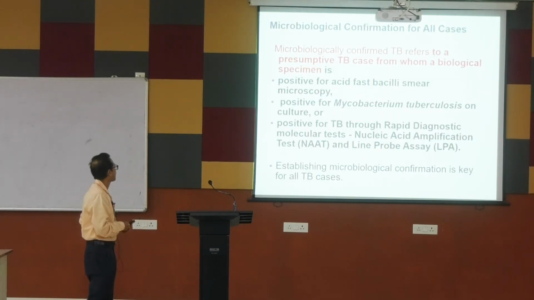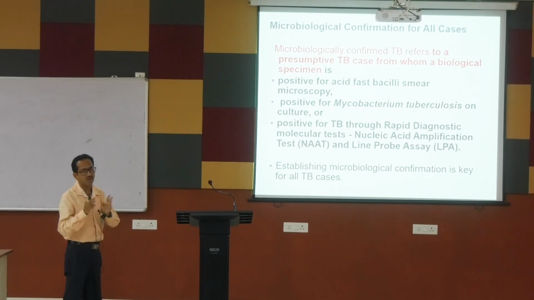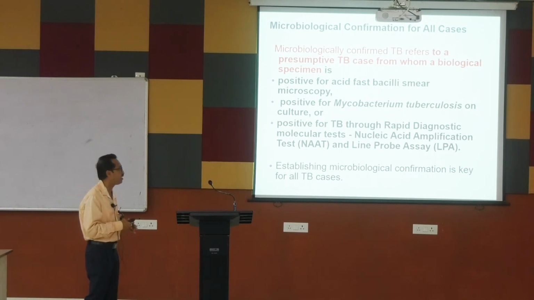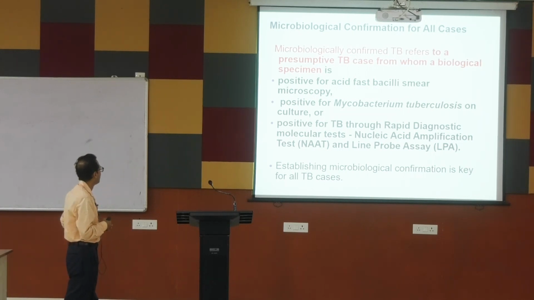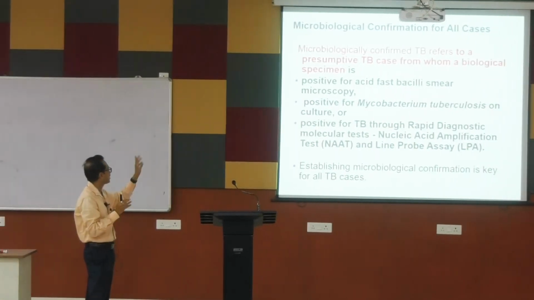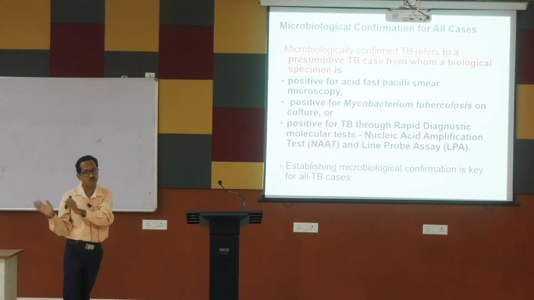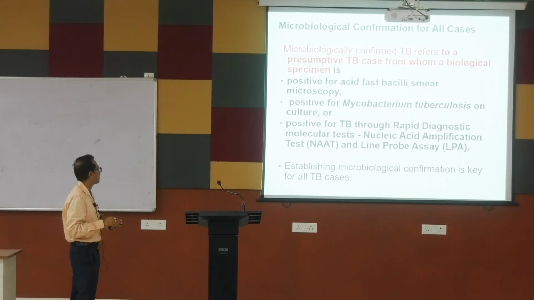Microbiological confirmation. A presumptive TB case, you have asked for a proper sputum sample, then you do a Ziehl-Neelsen stain or a fluorescent stain. Which fluorescent stain is usually used? So positive for acid-fast bacilli is positive for microbiological confirmation. So when you are asked how you confirm, these are the three ways. One is positive for acid-fast bacilli either by Ziehl-Neelsen stain or fluorescent stain. Next, positive for Mycobacterium tuberculosis on culture, and positive for TB through a rapid diagnostic molecular test.